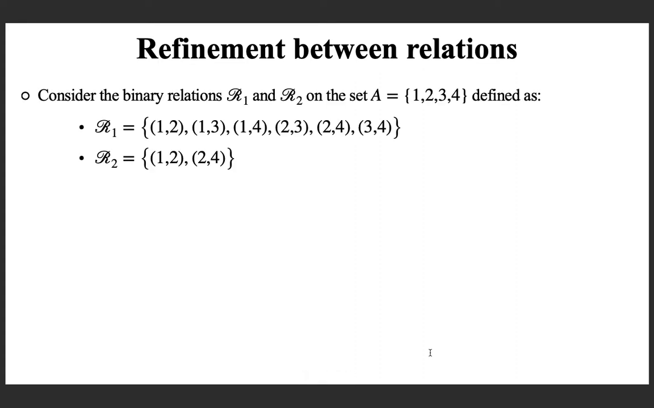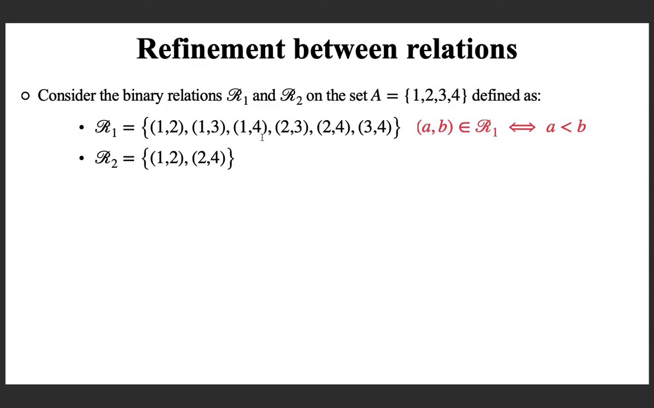Consider the binary relations R1 and R2 defined on the set A, which is just {1, 2, 3, 4}. And the relations are defined as R1 is this set of pairs and R2 is this set of pairs. You can see that R1 is defined as follows. A pair (A, B) is related under the relation R1 if and only if A is less than B. From the set A, all such pairs are included, and precisely all those pairs are included in R1.